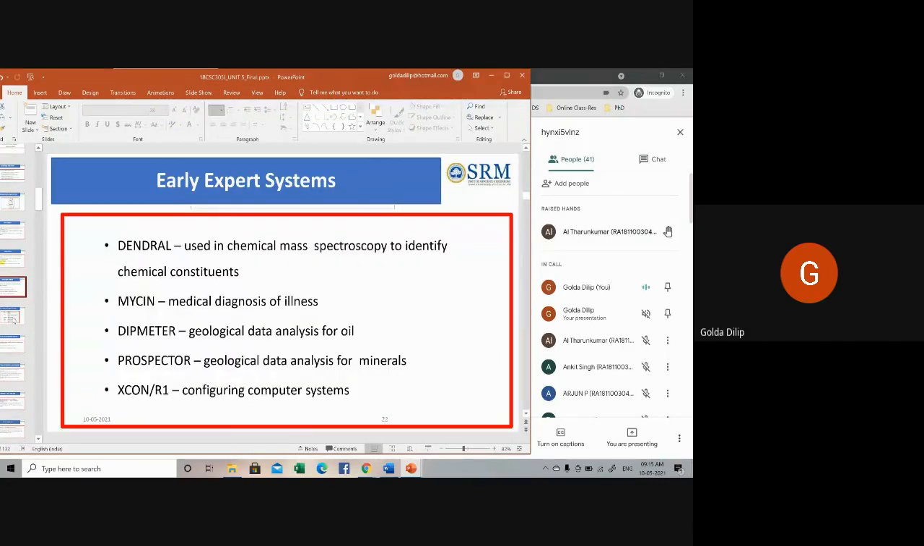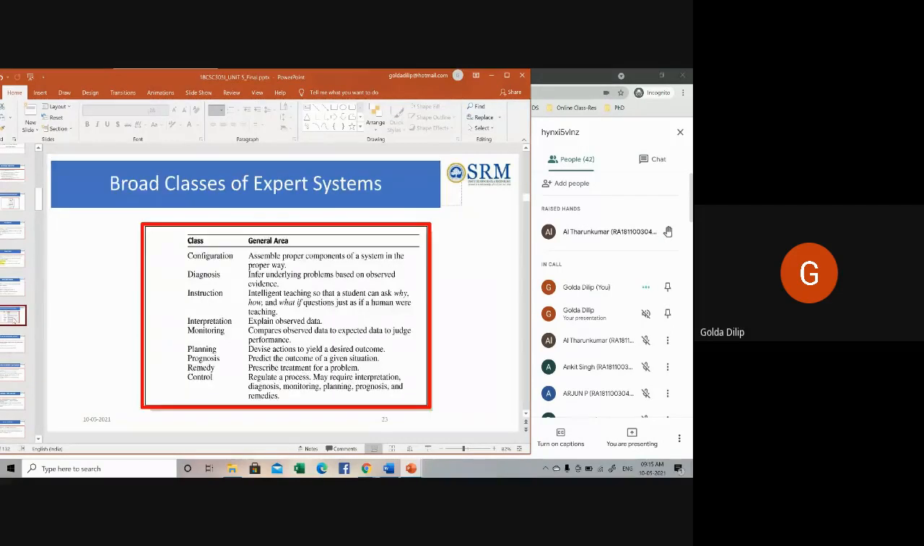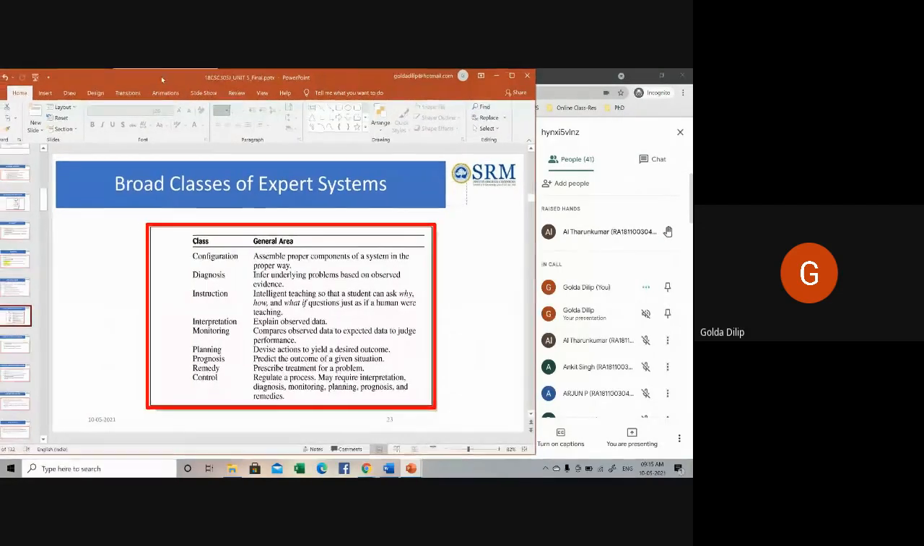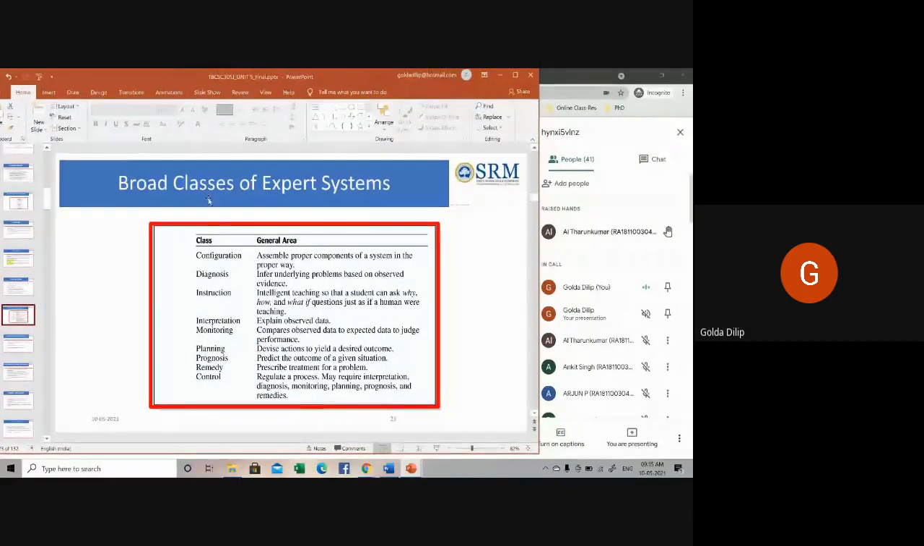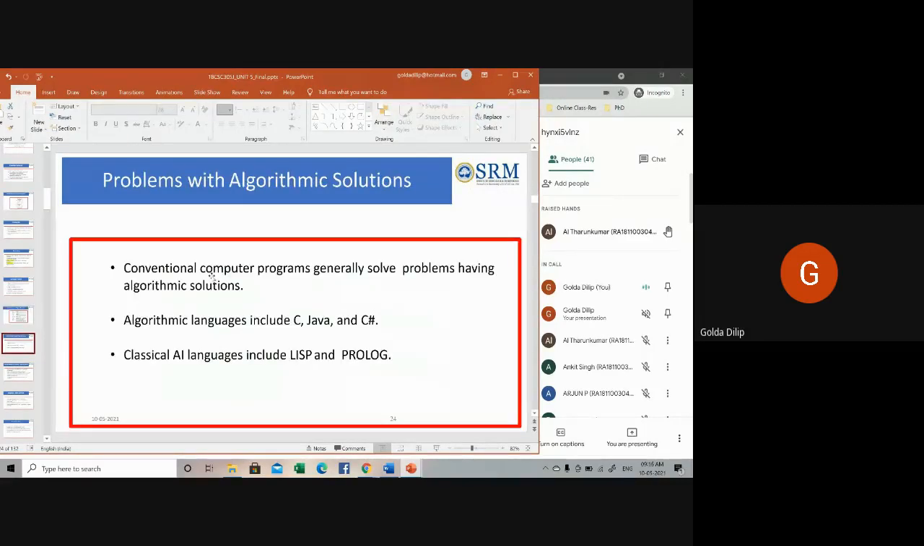Okay, so we looked into the different types of expert systems. Now coming to the classification of expert systems. Based on this, we have the configuration based expert system, the diagnosis based expert system like Mycin, instruction based systems, interpretation based systems, prognosis, remedial based systems, control based expert systems. This is the broad classification. Now coming to the problems and the languages being used. The classical AI languages are Lisp and Prolog, and algorithmic languages include C, Java, and C#.